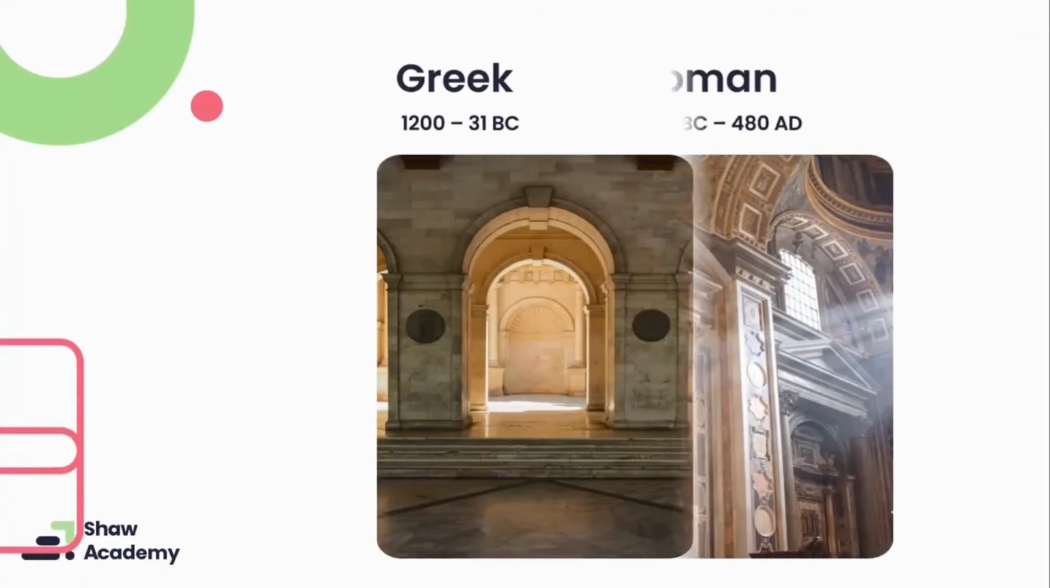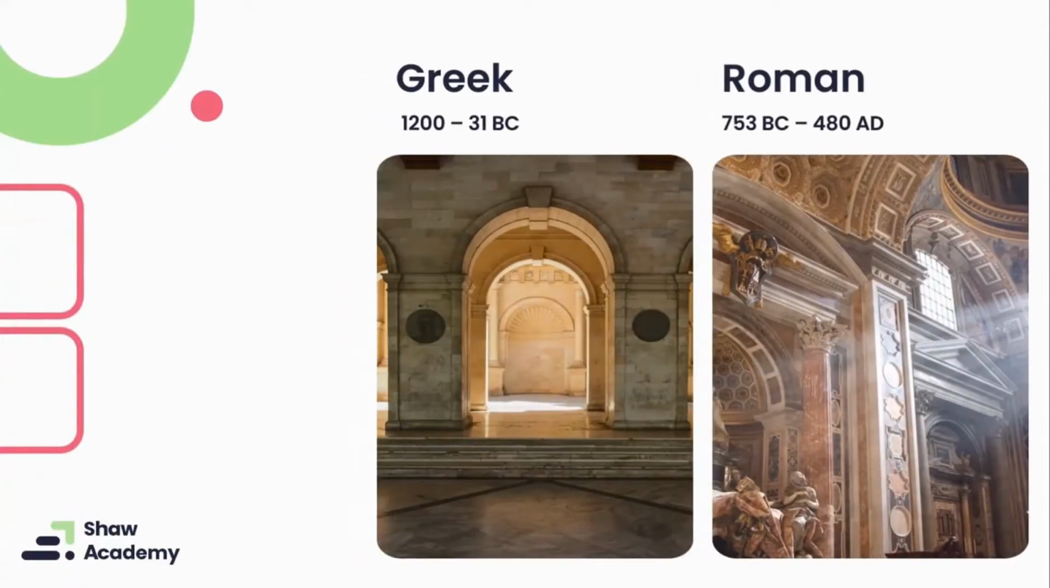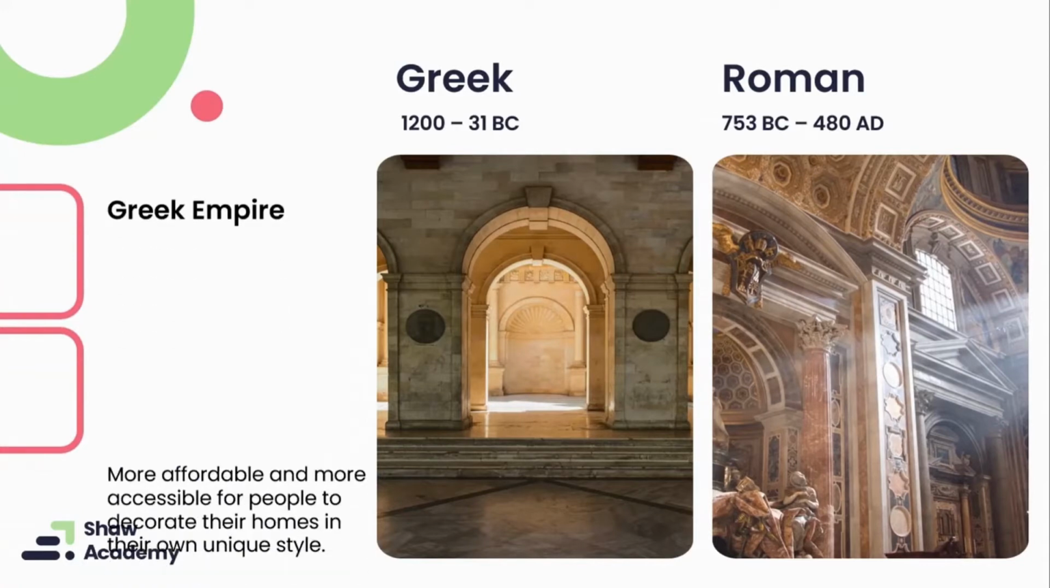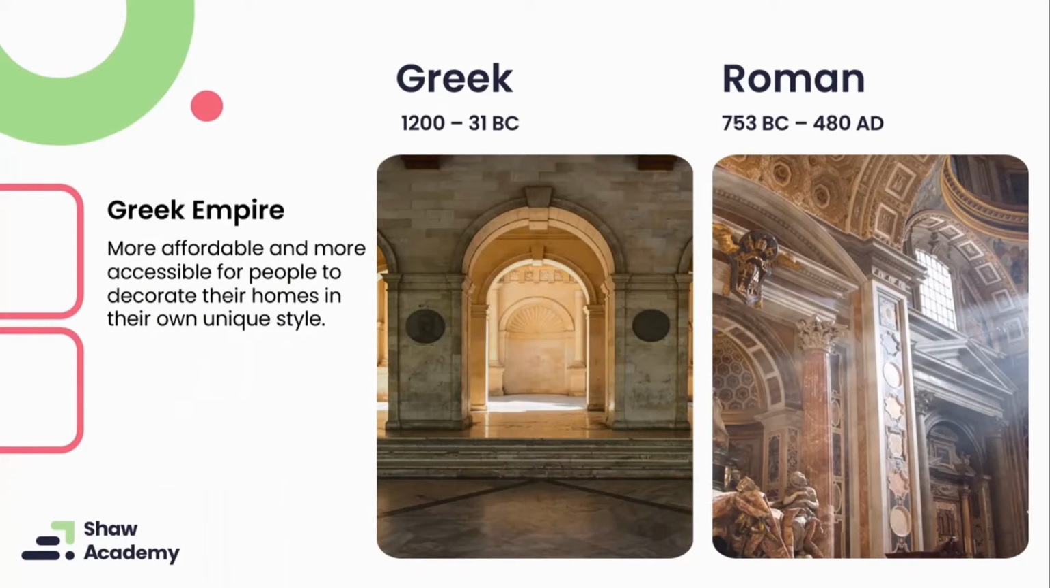The next stop on our journey of our interior design timeline is our Greek and our Roman Empire. Here is where we first start to see some signs of extravagance, beauty, and displays of wealth. During the Greek Empire, which dated from 1231 BC, we see improvements in civilization and lifestyle, which made it affordable and more accessible for people to decorate their homes in their own unique style.